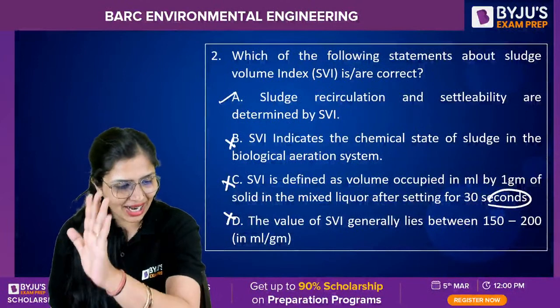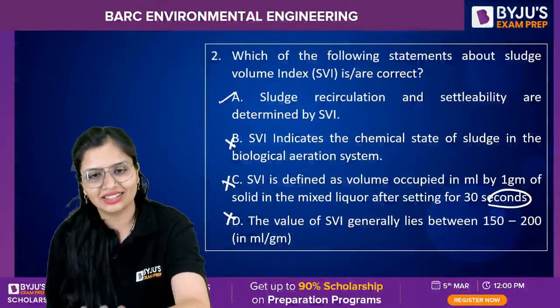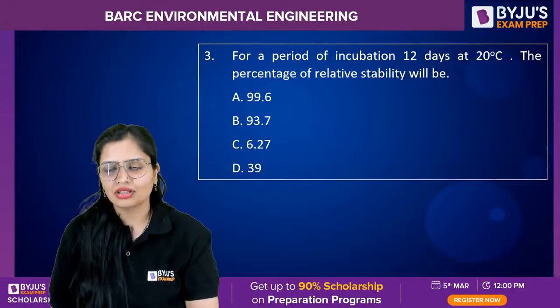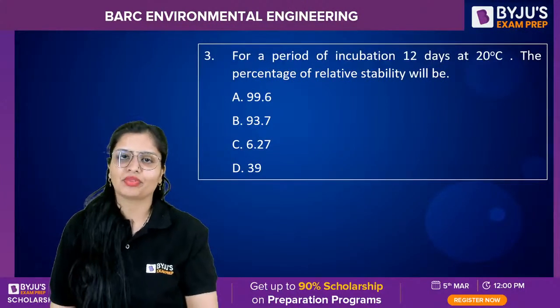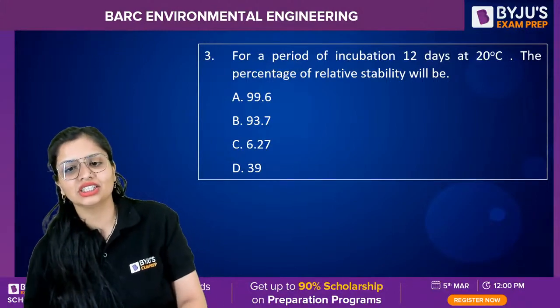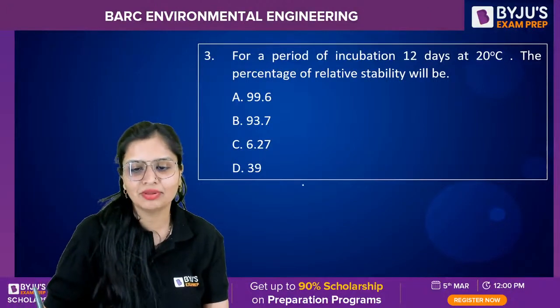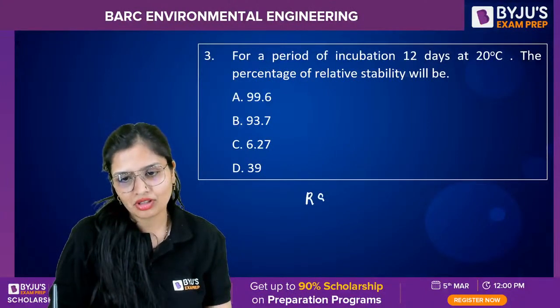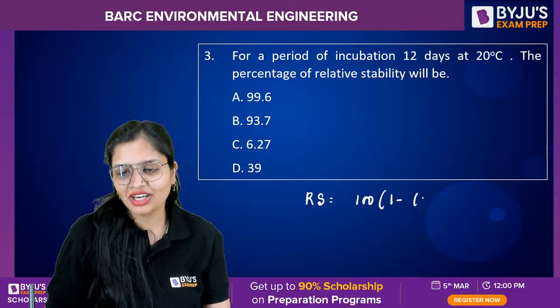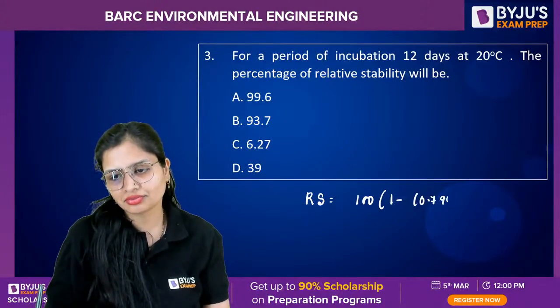It's okay guys, if you do it wrong, you don't need to delete it. Fine. Next question. This is very simple. Relative stability. Incubation is given to you as 12 days at 20 degrees Celsius. The percentage of relative stability will be? Come on, guys. You only have to remember the formula. Tell me whether I have written the correct formula or not.